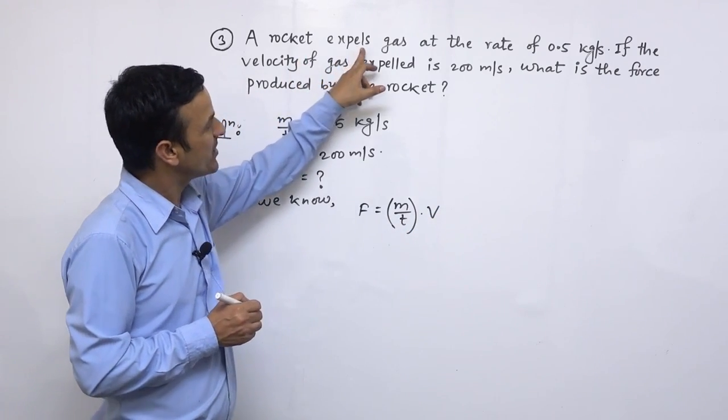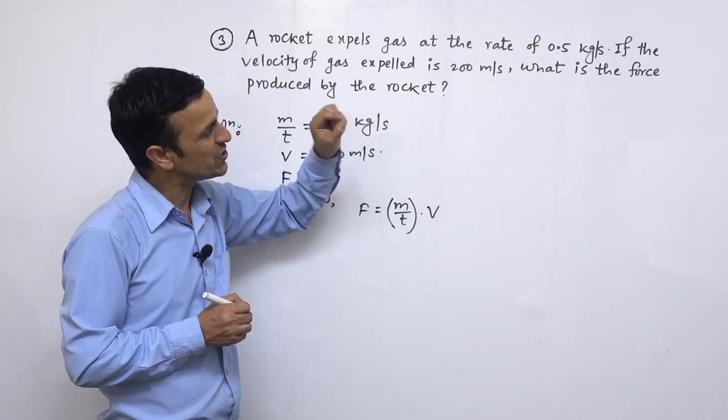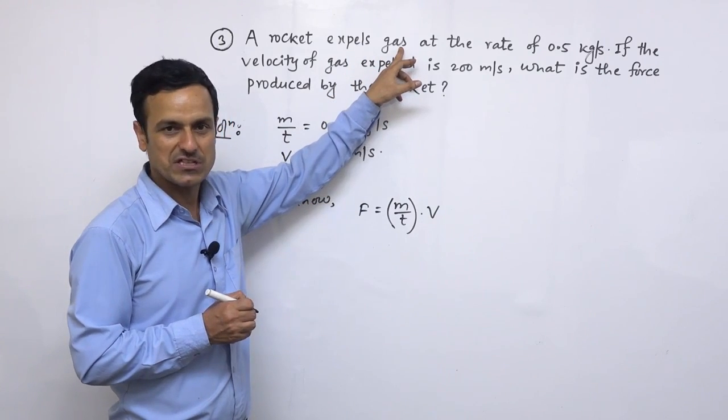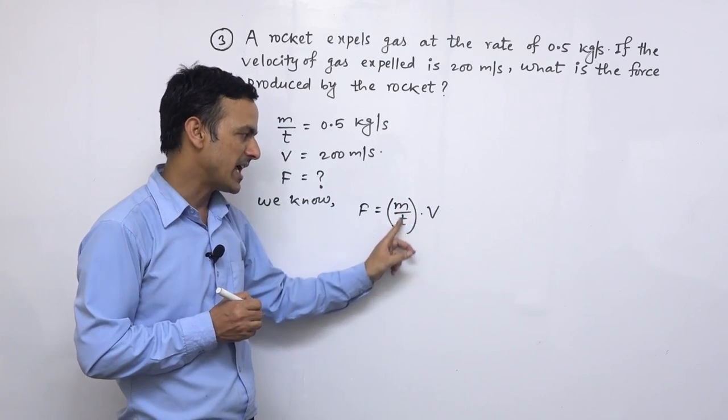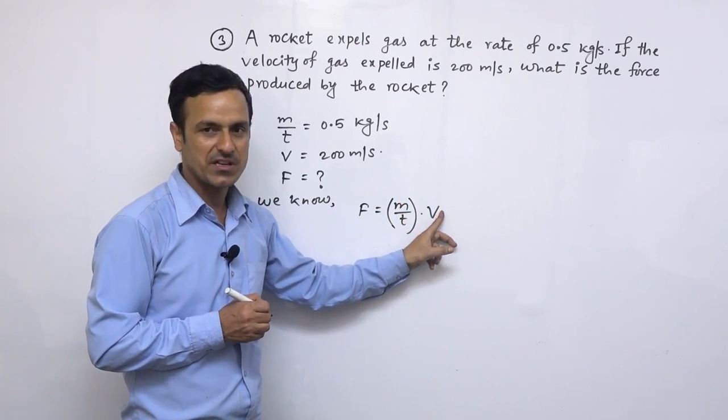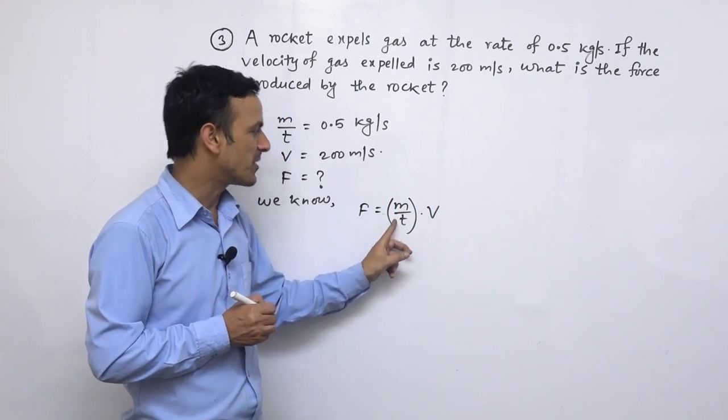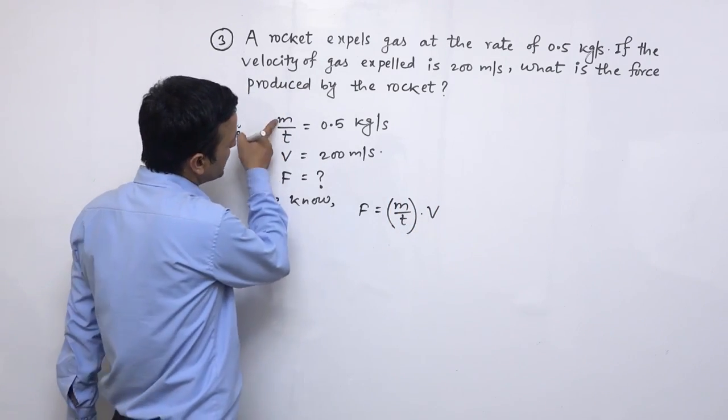The rocket expels gas, so in the starting phase, in the initial phase, its initial velocity becomes 0. And when we put 0 in the place of u, we get the same formula, m by t times v, or m times v upon t. So we have the result m by t times v.